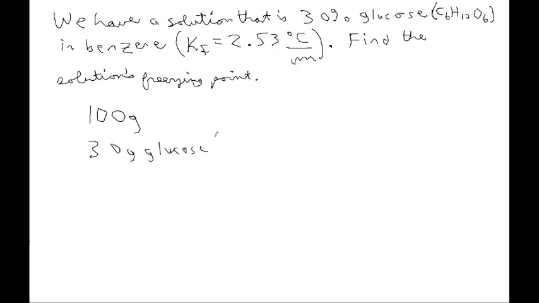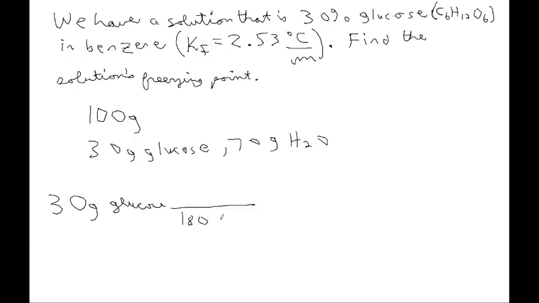So we take 0.16, divide that by 0.07, and then we'll get 2.28 molal. So then we can just take delta TF is equal to 2.53 times 2.28 times 1. That is equal to 5.7684, and since freezing is 0 degrees C, subtract that from 0, and then our final temperature is equal to negative 5.7684 degrees Celsius.